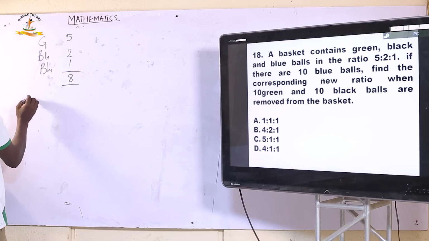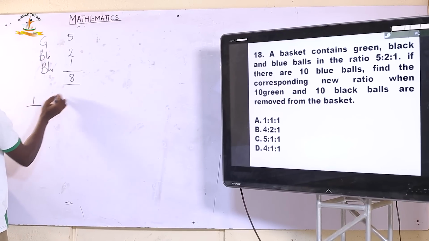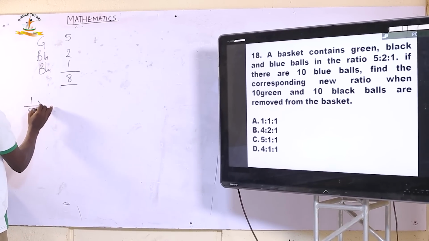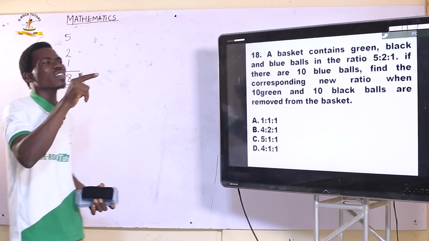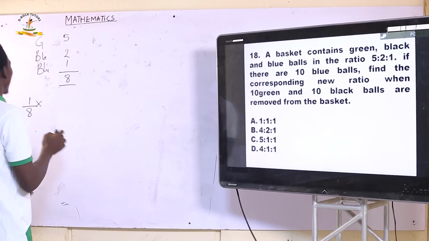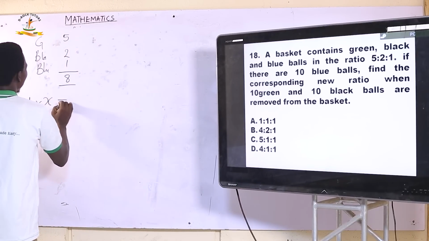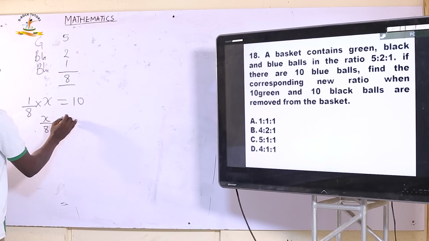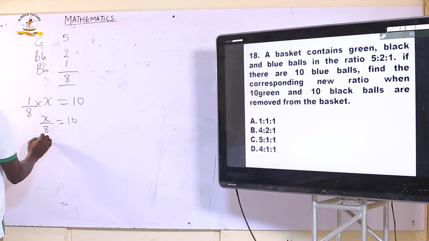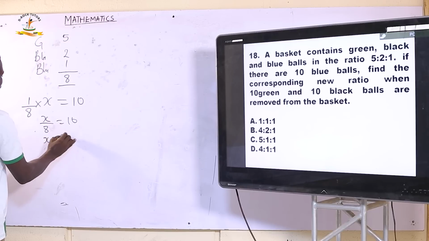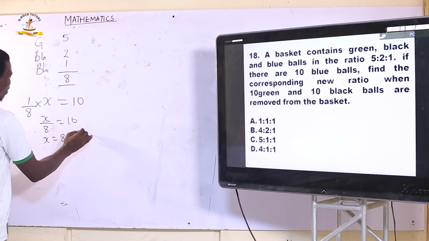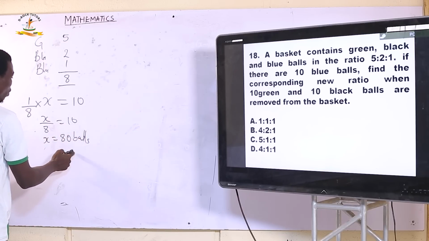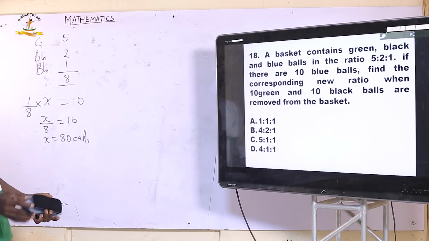Number of blue balls, that is 1 over the total ratio, which is 8, multiplied by the total number of balls in that basket, is going to be what? Let's call it X. It's going to be 10. That is simply what? For blue balls. And this is going to be X over 8 equals 10. And you cross multiply, you have X equals 80 balls. So there are 80 balls in that basket originally.